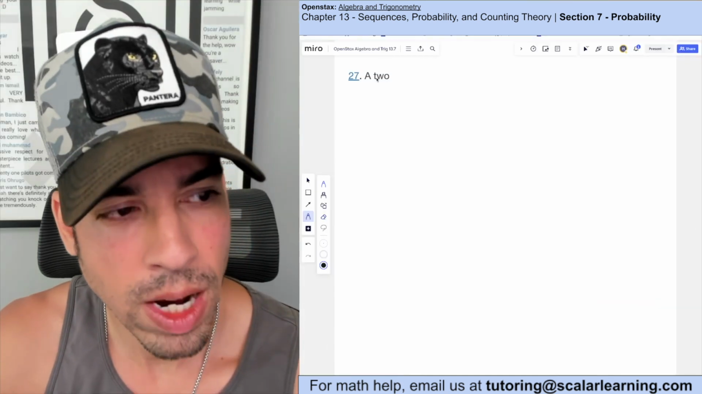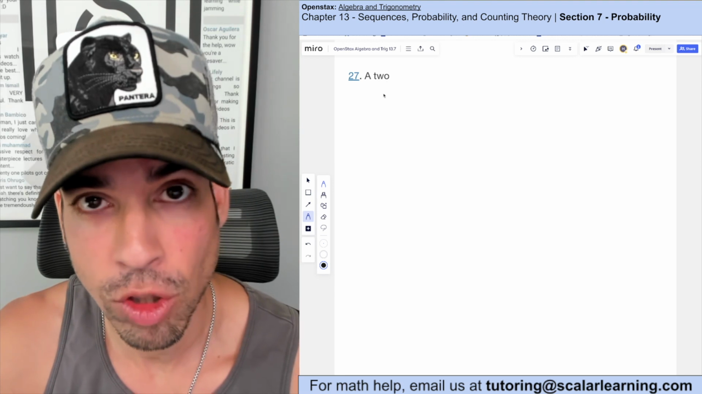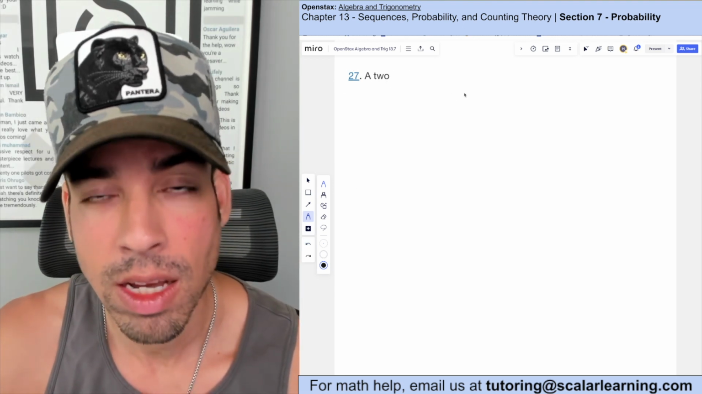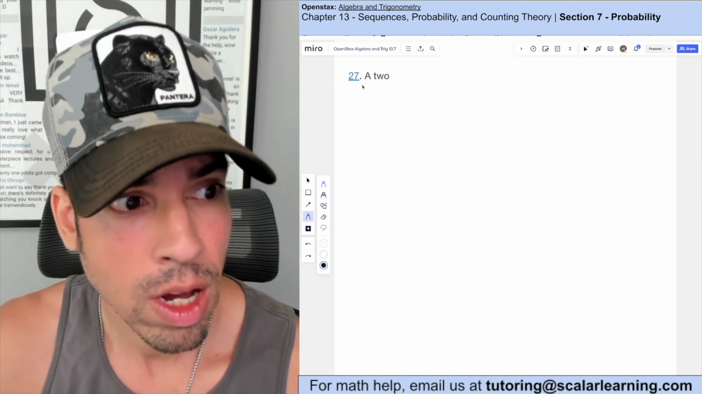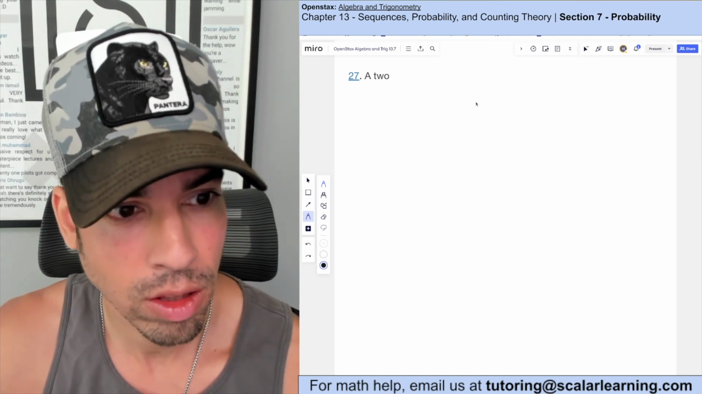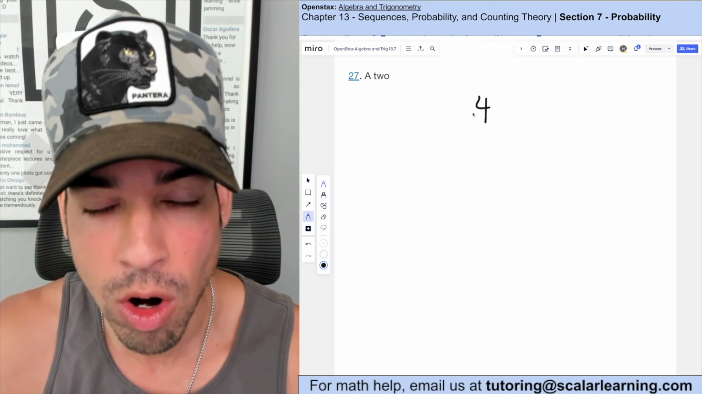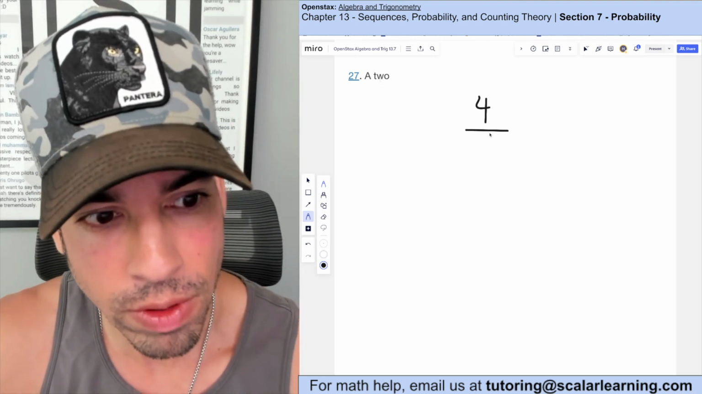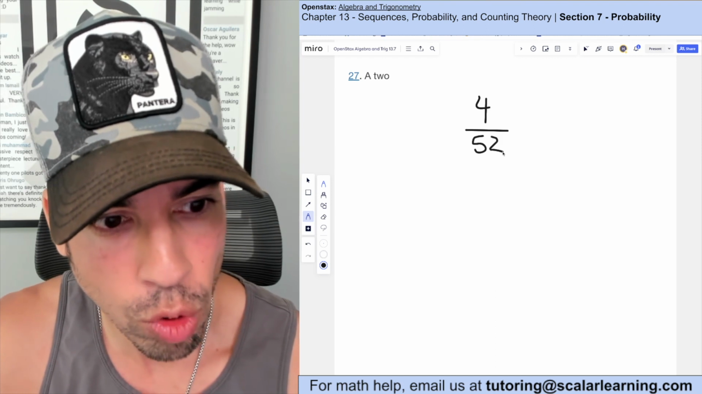So for this one, we're finding the probability from a standard 52 card deck. What are the odds of getting a 2? So we've got to think about a deck. There's 52 cards, 4 suits. How many 2s are there in that deck? There are actually 4. There's a 2 of clubs, hearts, diamonds, and spades. So there's 4 ways to win, as I put it, out of a total of 52 possibilities.